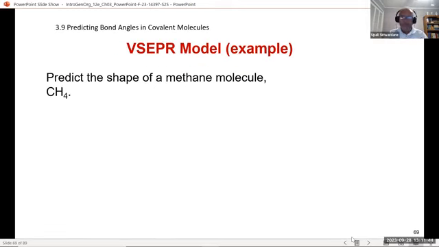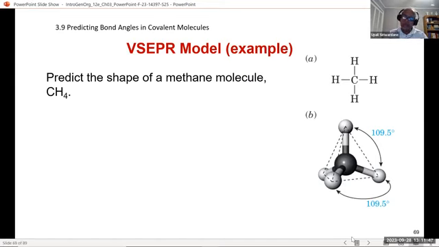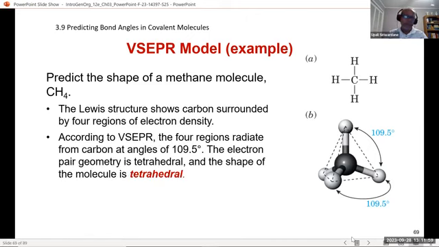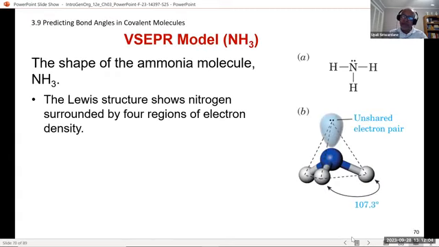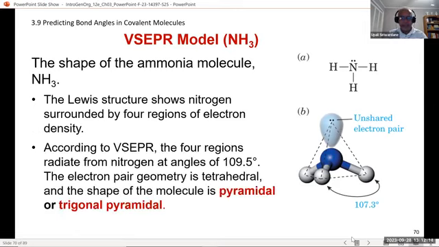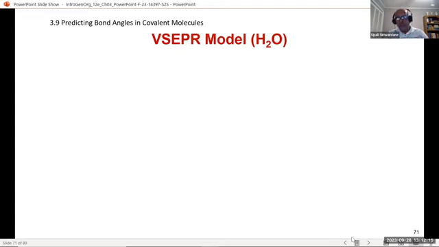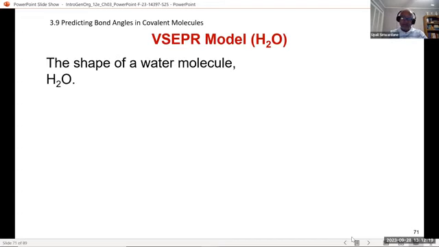For example, methane has tetrahedral structure. There are 4 bonding electron pairs. 4 bonding electron pairs are arranged in a tetrahedron. Tetrahedral angle is 109.5. We talked about that last class period. Ammonia has trigonal pyramidal structure. Water has bent or angular structure.